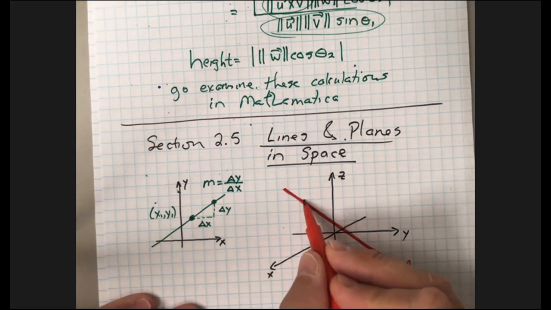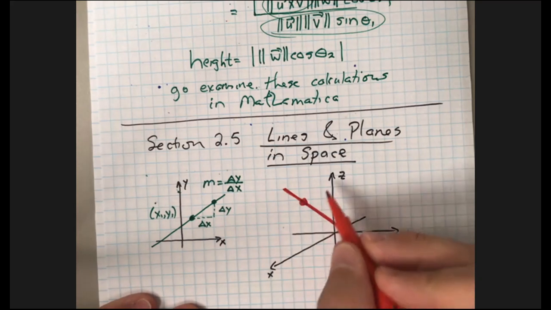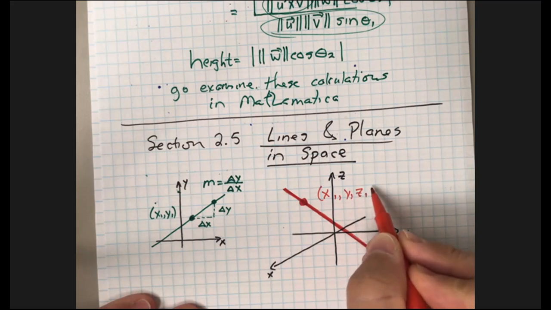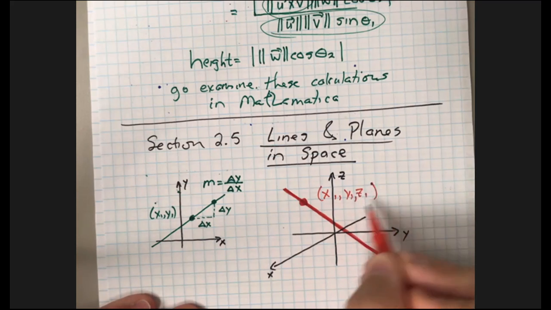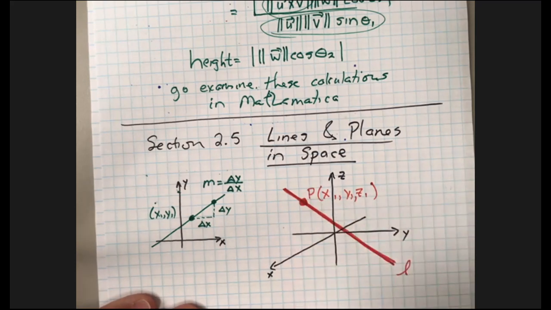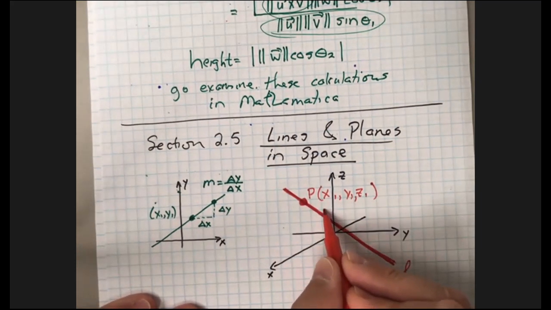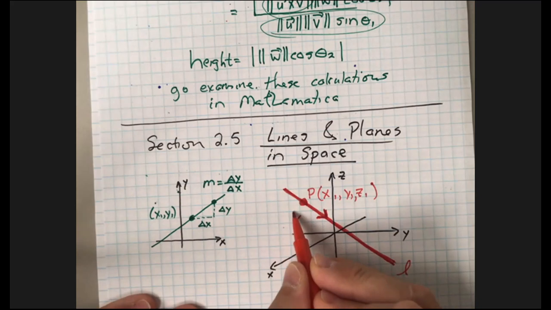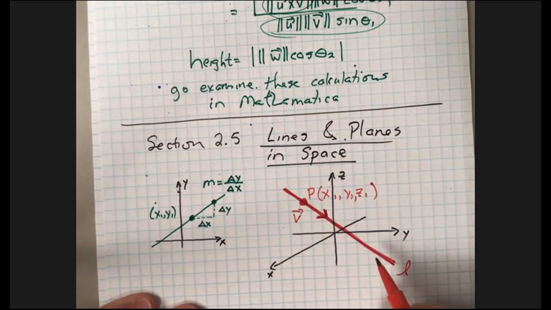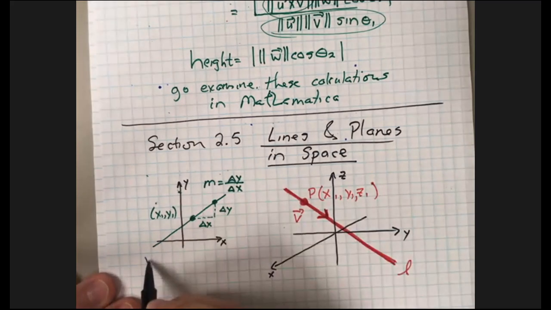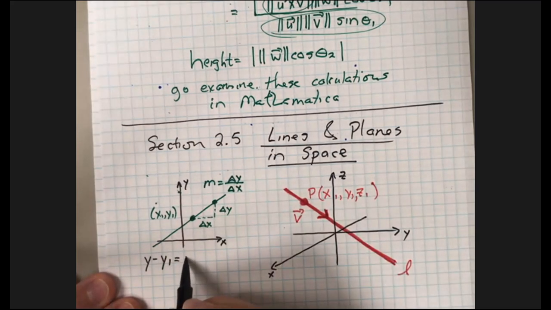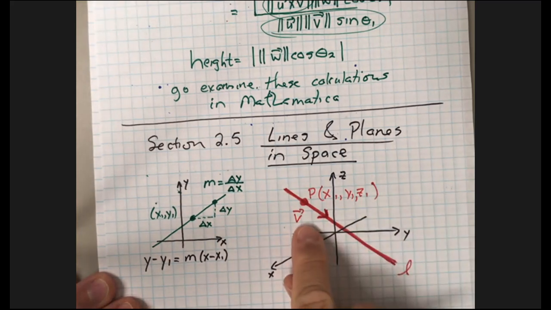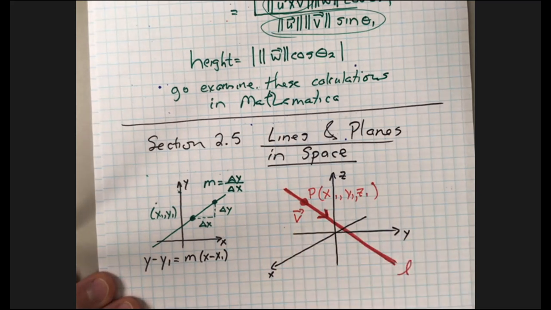So I could specify a starting point. This time I'll use three coordinates, x1, y1, and z1. And notice that's a point, round brackets, let's call it point P. And then I could find a direction of that line. Let's call it V. Now you know how you use point and slope to make a line in the plane. So now I'll show you how to use point and direction to make a line in space.